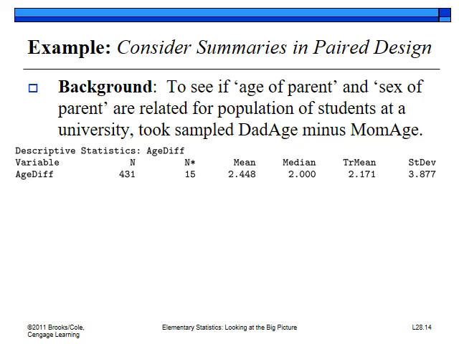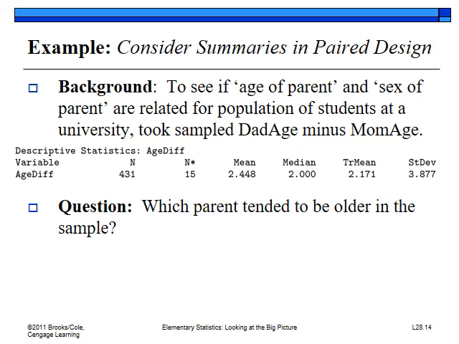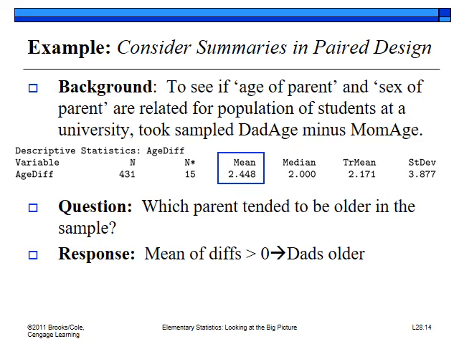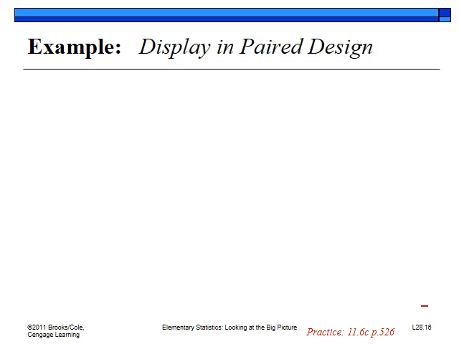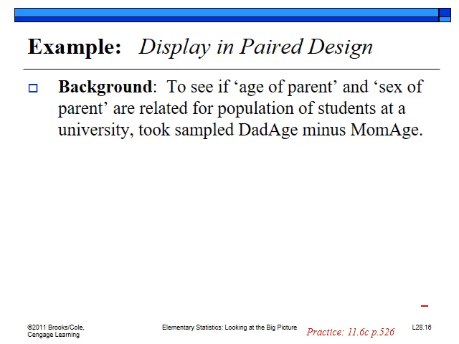So to check for a relationship between the variables, let's look at this data set of differences in ages. Which parent tended to be older in the sample? Well, we did dad's age minus mom's age, and I see that the mean is positive, so dads overall are older than moms. How will we display this data?